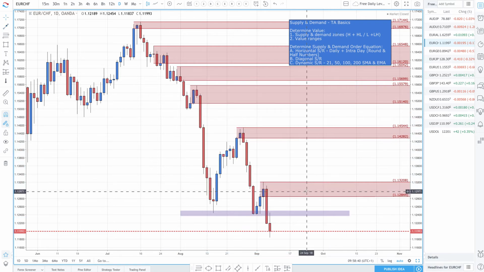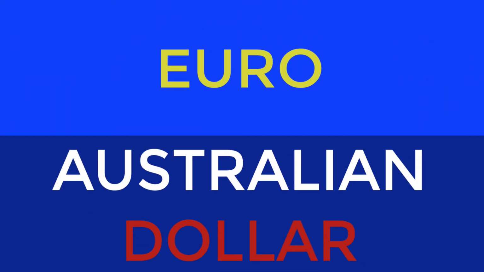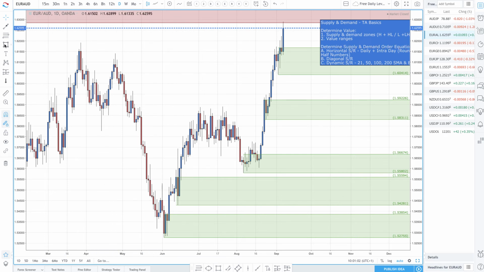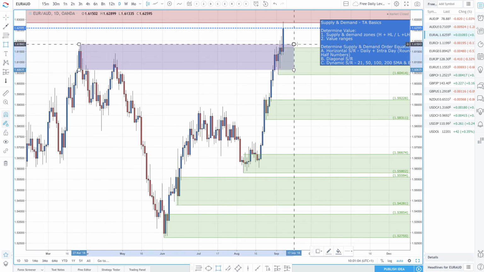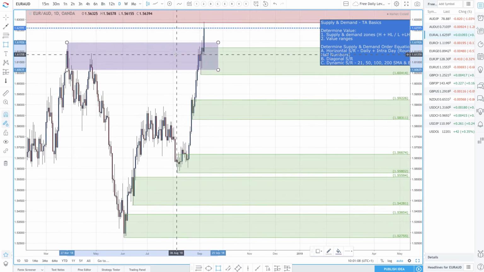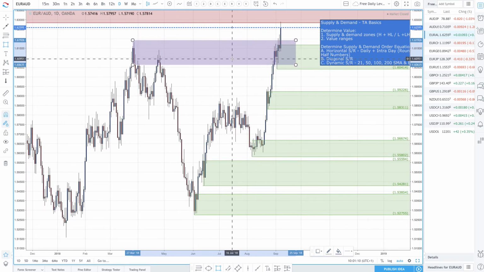So first area to get short, second area to get short. Moving on to the Euro Australian dollar. So last week there was a supply zone right here, and I was saying that I was very wary of this level.